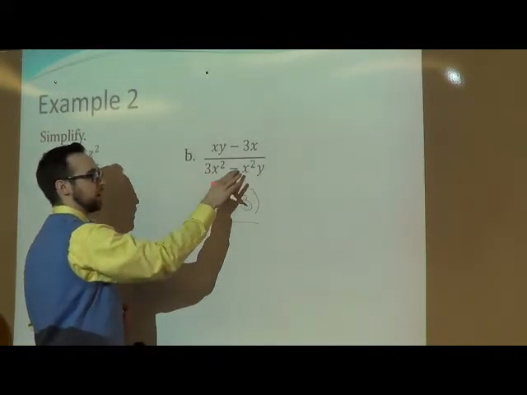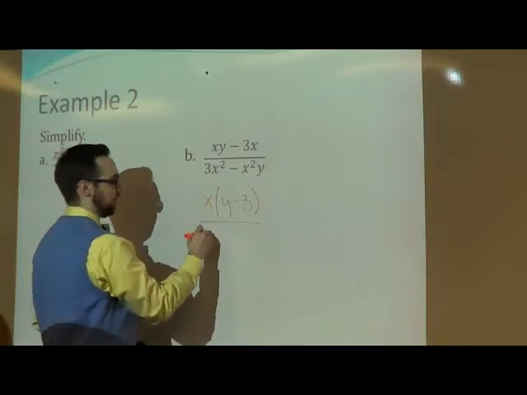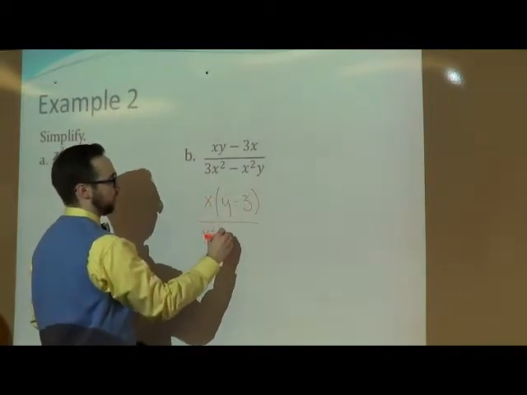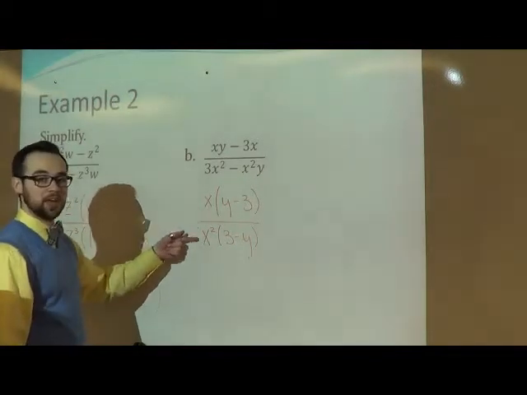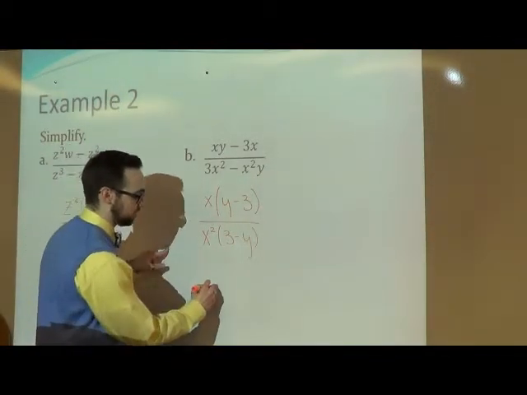All over, what does 3x squared and x squared y have in common? X squared. So then we're left with 3 minus y. Again, the x and the x squared will cancel, so we're left with an extra x in the denominator.